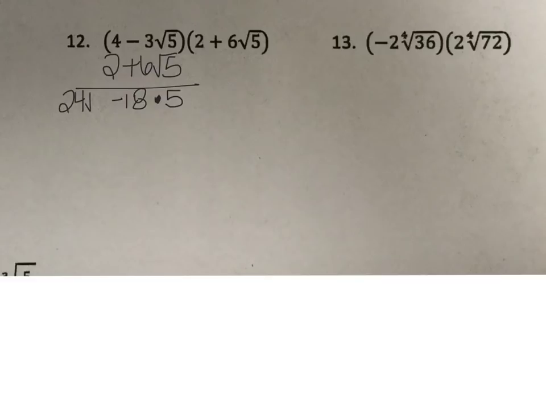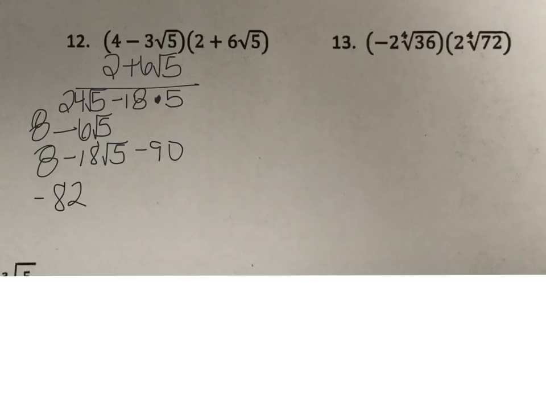So I get 24 radical 5. Then I'm going to multiply my 2 times my negative 3 radical 5. Again, I multiply the numbers in front. So I get minus 6 radical 5. And lastly, I multiply my 4 times my 2. So I get 8. So I get 8 minus 18 square root 5 minus 90. And 8 minus 90 is negative 82 minus 18 square root 5.